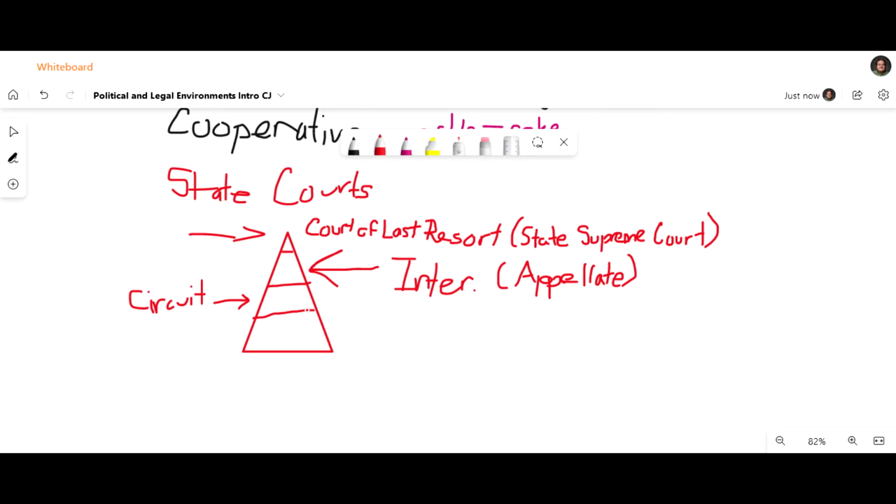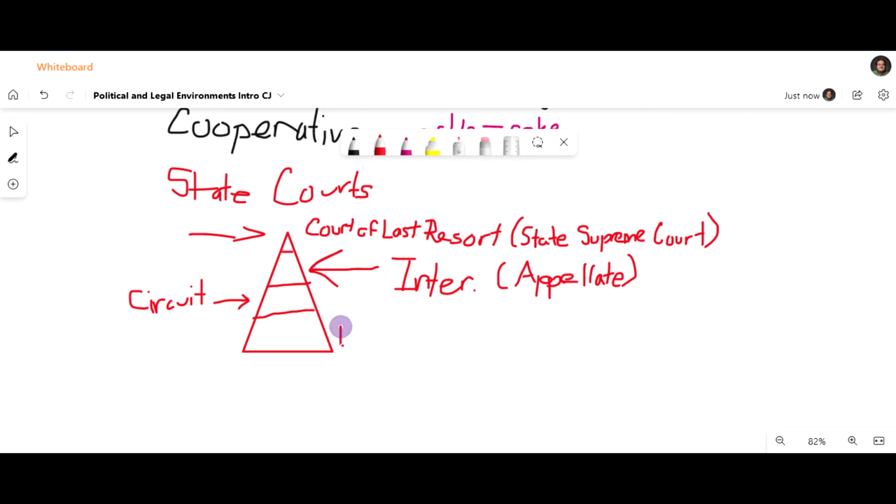The circuit courts, this third level down, this is, if we remember back to the idea from the federal, that there are districts, there's 12 regional circuits. It's the same concept at the state level. So like Erie County, Erie County would have a circuit court. That's the typical breakdown of how that would work.